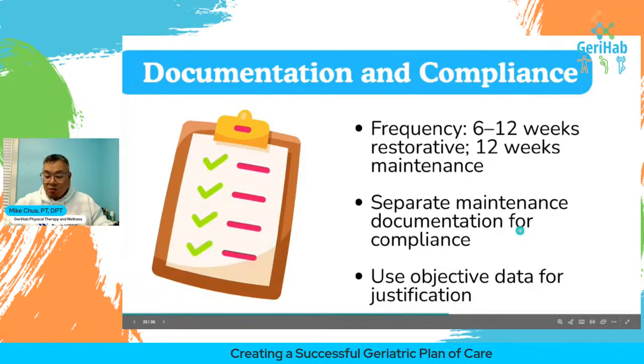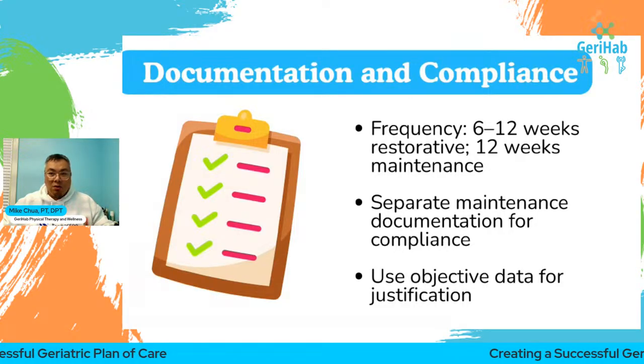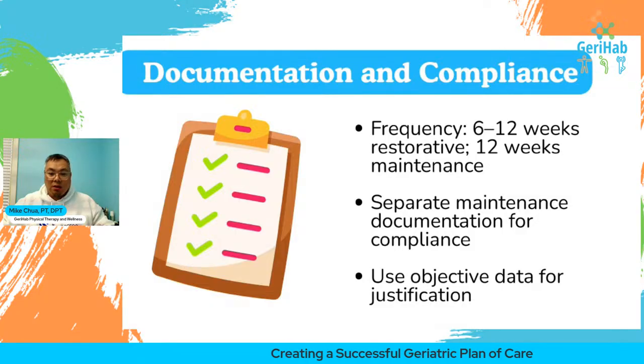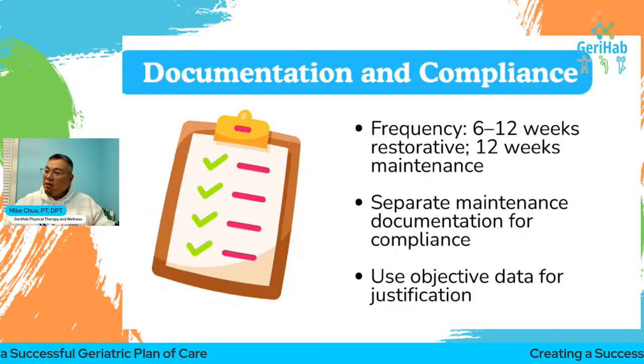Remember, you always use objective data. The goals that were shown earlier are not objective. There's no functional mobility. There's no scores. You need to put the numbers there. The Berg, the Tinetti, the gait distance, the assistance level. Okay. Remember, the assistance level.